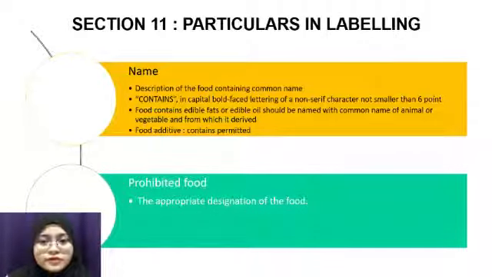Example, the word mixed or blended, provided that the word should not be conjoined with the appropriate designation of any mixed or blended food which does not comply with the standard prescribed by these regulations.